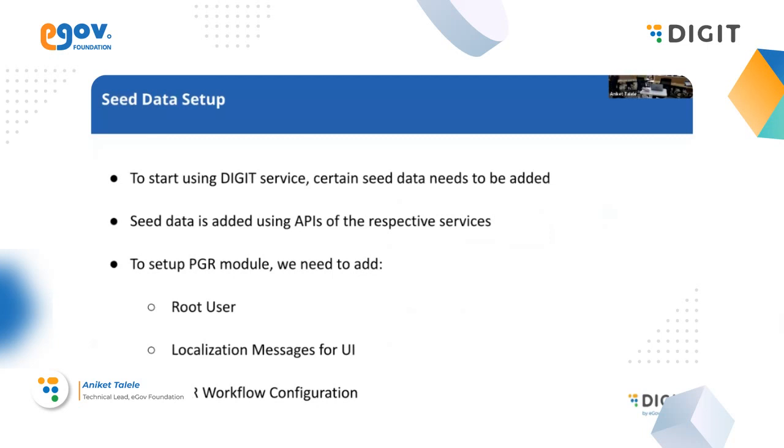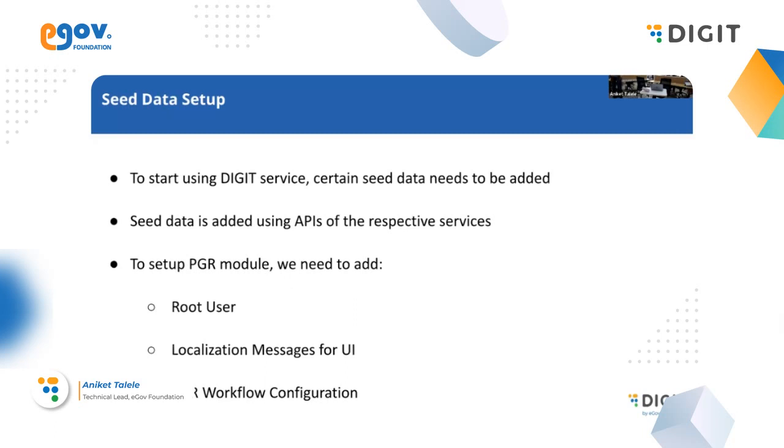Now, why do we need seed data setup? Once you get your PGR service up and running, the PGR API will internally call workflow service to initiate the workflow. And workflow service basically needs a workflow configuration to work on. So all these things have to be pre-configured before you can start using the PGR application. For that reason, we need to add a few things.